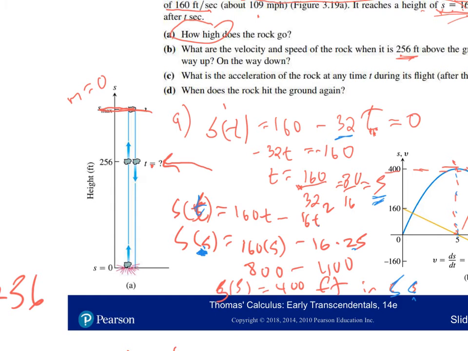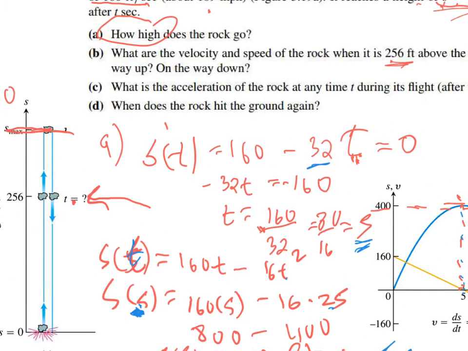And I don't know if I finished it for either class. What are the velocity and the speed of the rock when it is 256 feet above the ground, on the way up and on the way down? Well, if you looked at that picture, 256 feet is roughly, I don't know, 100 to 400 is 300. So 250, we'll call it right here.